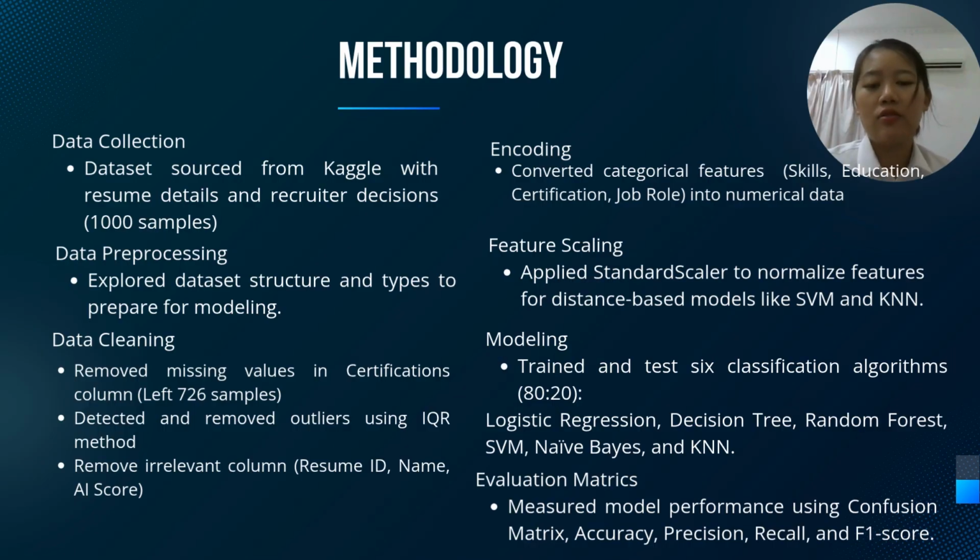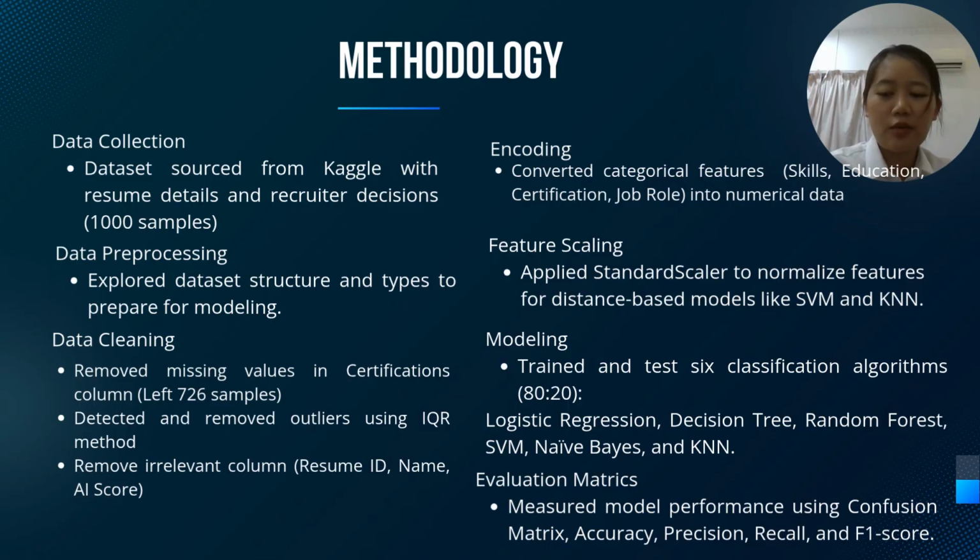For encoding, I use label encoding to convert categorical variables such as skills, education, certifications, and job role into numerical data. Next, I apply feature scaling using standard scaler to normalize values. In the modeling stage, I train six classification algorithms which are logistic regression, decision tree, random forest, support vector machine, Naive Bayes, and K-nearest neighbor. Lastly, I evaluate model performance using several metrics.